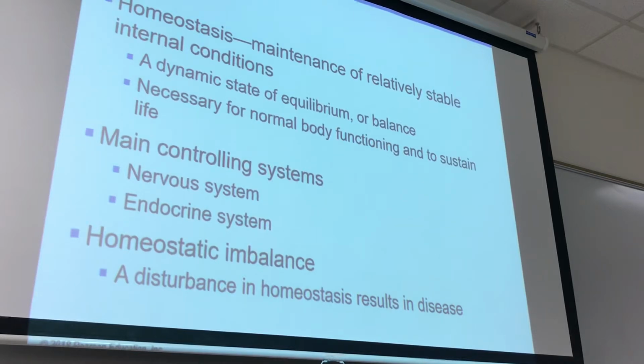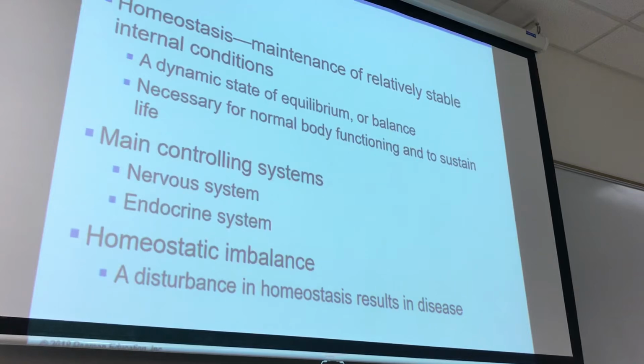If it goes too high, we're diseased. If it goes too low, we're diseased. Our body does whatever it can to maintain 98.6. We sweat, we shiver, we do all kinds of things to make sure we maintain 98.6 because we know our body functions optimally at 98.6.